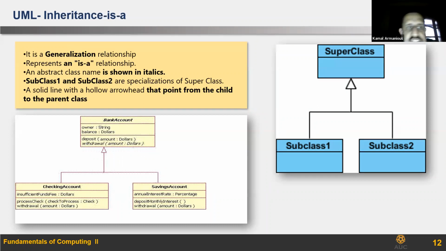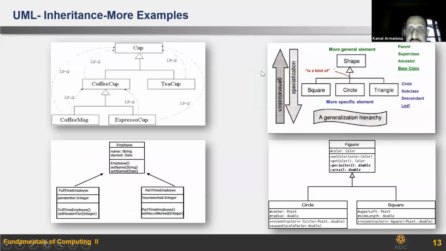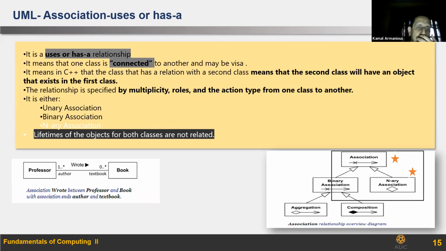So it is a generalization, specialization. A superclass is a general class, and subclasses are specialized classes. And it is described as an is-a relationship. So saving account is a bank account. Checking account is a bank account. So saving account and checking account are children of a bank account. So this is inheritance. So association, I'll go back to Adham. He has a question.